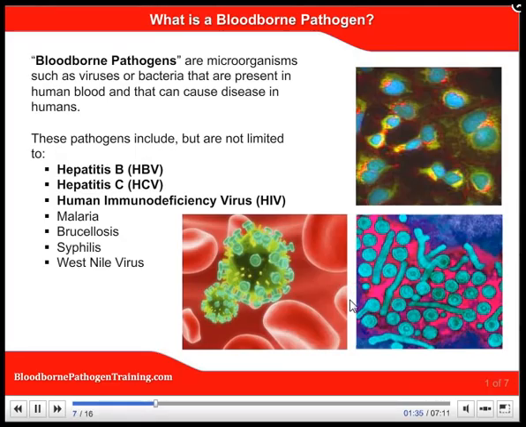What is a bloodborne pathogen? Bloodborne pathogens are microorganisms such as viruses or bacteria that are present in human blood and that can cause disease in humans. These pathogens include, but are not limited to, hepatitis B (HBV), hepatitis C (HCV), human immunodeficiency virus (HIV), malaria, brucellosis, syphilis, West Nile virus.